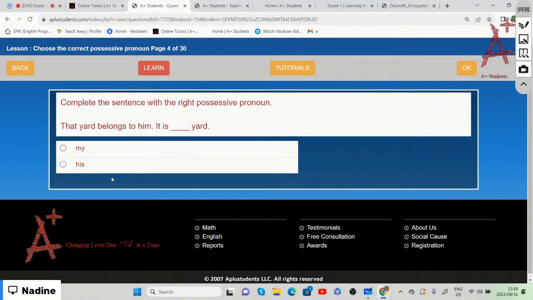All right, so if the yard belongs to him, then we can say it is his yard because it belongs to him in the possessive pronoun. It is his yard.